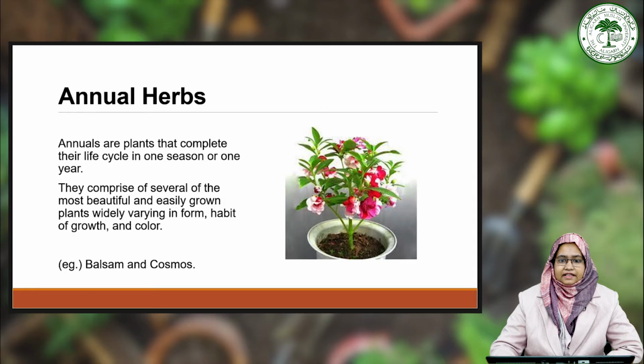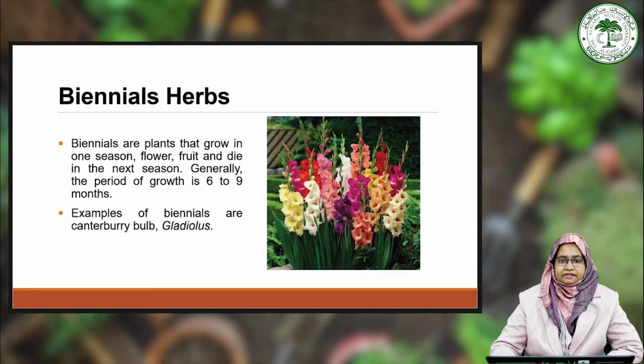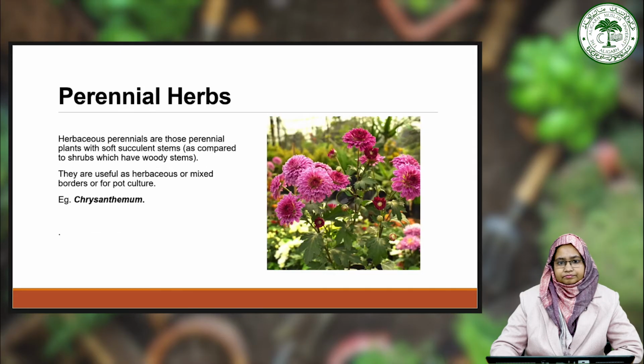As we can see in this picture, beautiful flowers of balsam. Biennials are plants that grow in one season, and flower, fruit and die in the next season. Biennials are grown in the same way as annuals and can be used similarly. An example of a biennial, like gladiolus, is shown in the image.